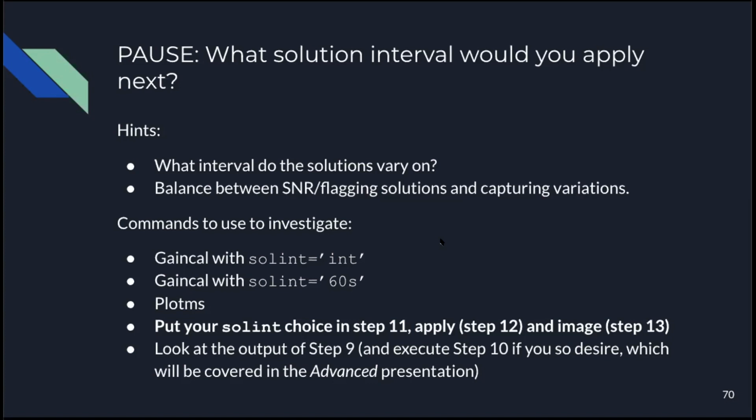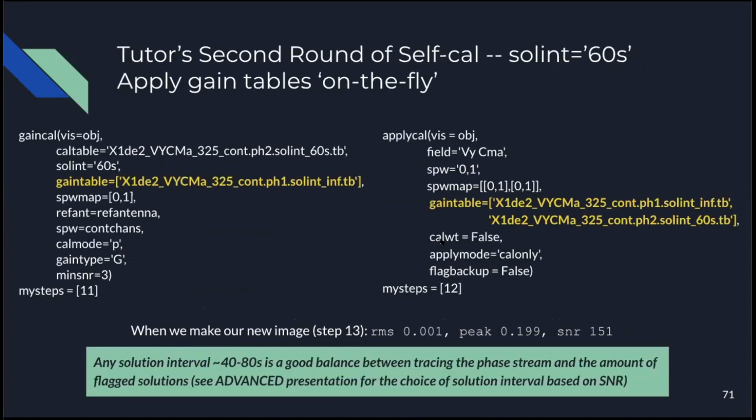Okay, thanks, Anita. I think we should keep going to make sure we have enough time for the rest of the hour. We left you this break to think about what solution interval you would apply for the next cycle of self-calibration, and we gave you some hints. Now I'm going to quickly explain what the tutors decided to do, which was to apply a 60-second solution interval. In step 11 of the script, we calculate a new table by applying the previous inf table on the fly. This is how you would do it.